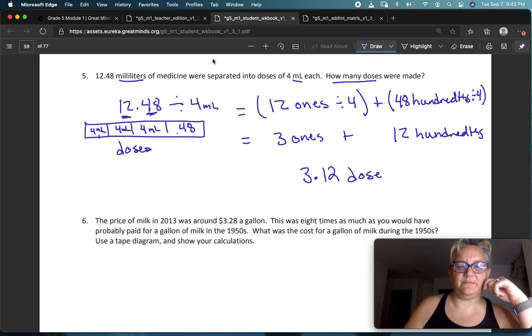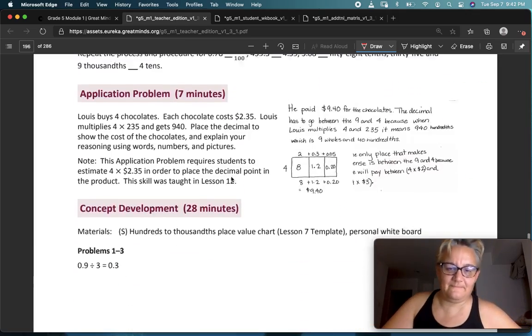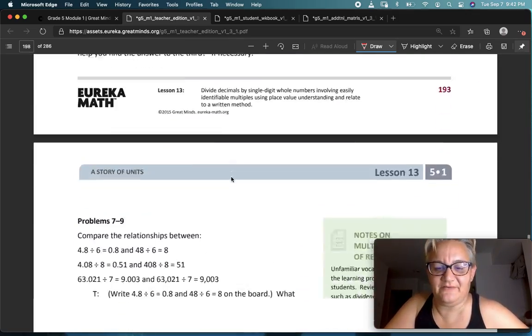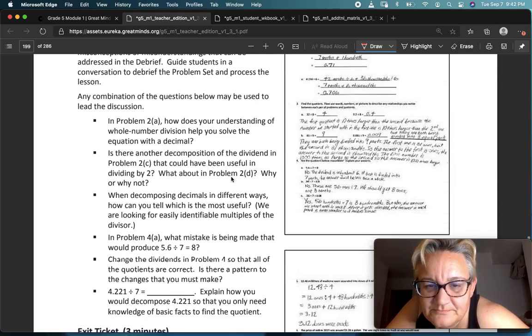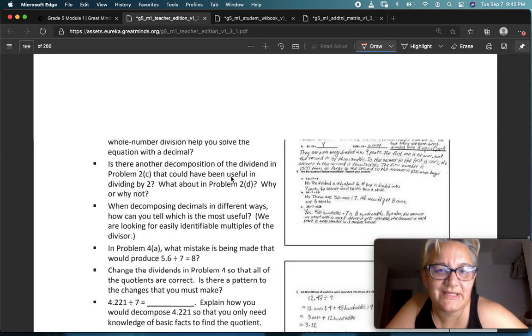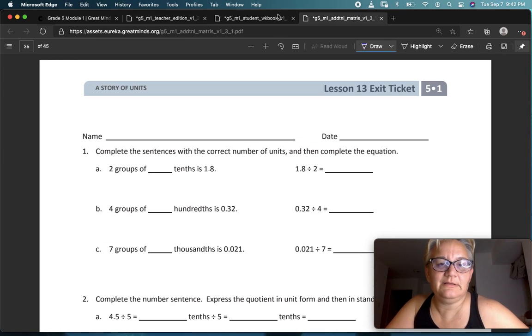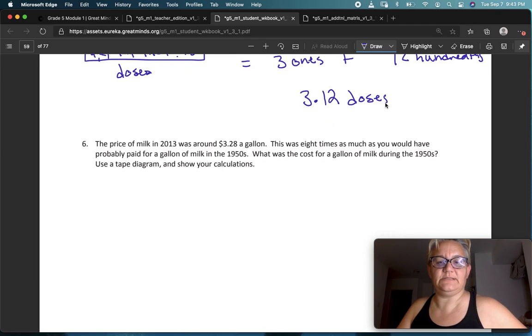wait a minute, let me check and make sure I'm not doing that wrong. I don't like how they worded this one. It's not my favorite problem. Okay, yeah, I guess. Just weird. 4, 8, 12, and 48. Okay, weird. All right, doses.